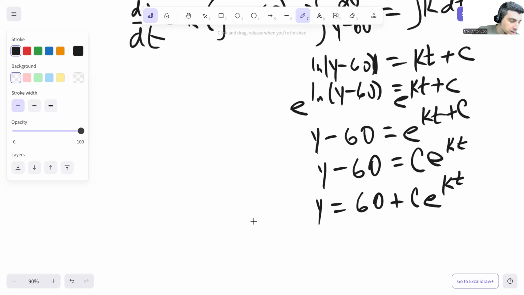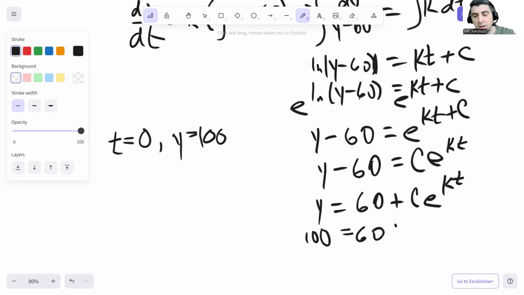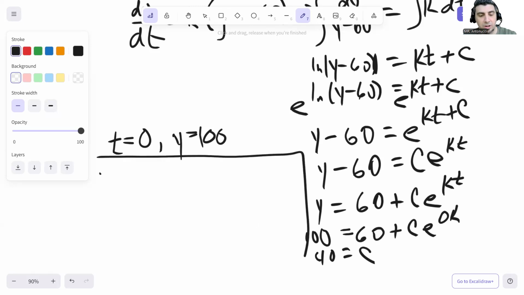Now, I know that when t is 0, when he took it out of the sun, it was 100 degrees. Okay, so I can set that 100 equals 60 plus c e to the 0k. So that means e to the 0 times k is just going to be 1 times the c. So you're going to end up with 40 equals c. So I'm going to rewrite my equation. Y equals 60 plus 40 e to the kt.